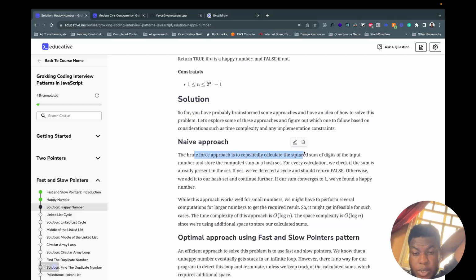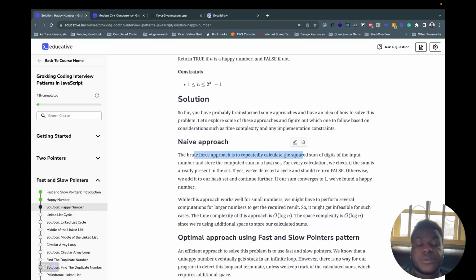Calculate this in a hash set. Oh wow. Why would I do that? Square sum of digits. Store the computed sum in a hash set. You know, honestly, they call it naive, but that's probably how it was the standard approach at some point in time.